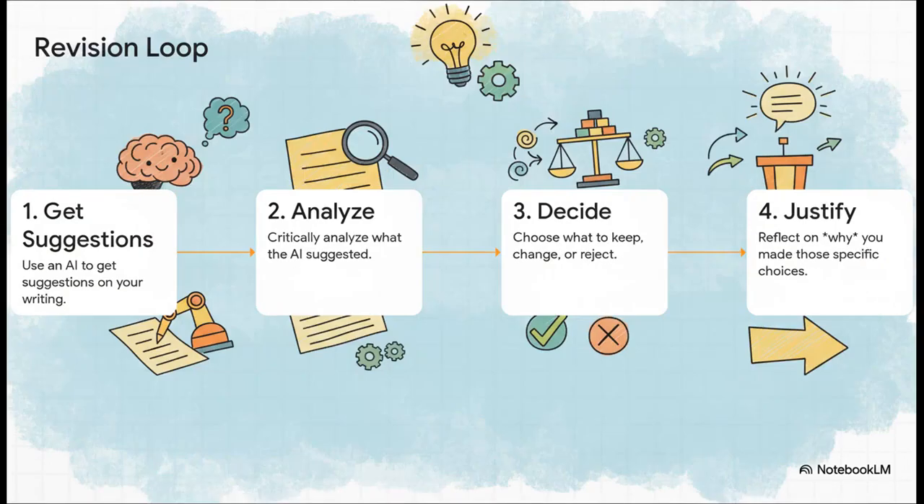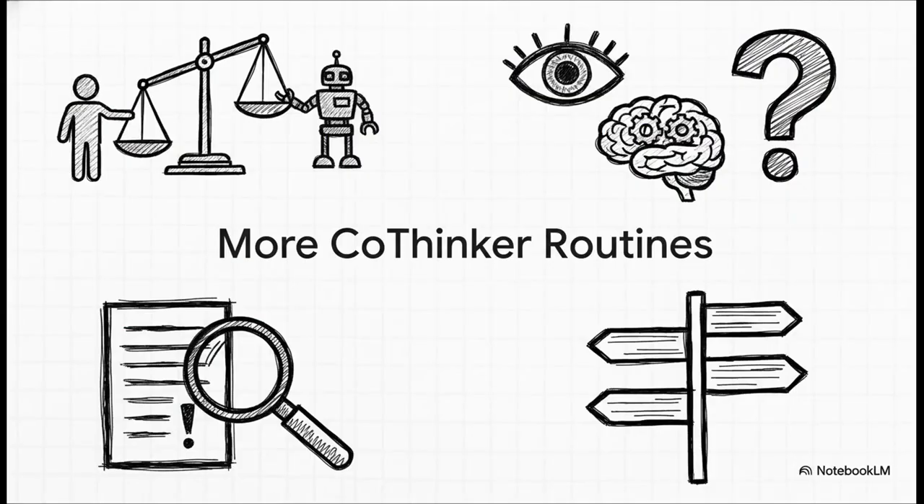Or what about the revision loop? This is just genius. Sure, a student can get writing suggestions from an AI, but the routine doesn't stop there. Next, they have to critically analyze those suggestions, and then, and this is the most important part, they have to reflect and justify their choices. Why did I keep that suggestion but get rid of this one? This forces them to develop their own voice as an author and makes them so much more conscious of their writing decisions. And believe me, there are so many more routines in this playbook.